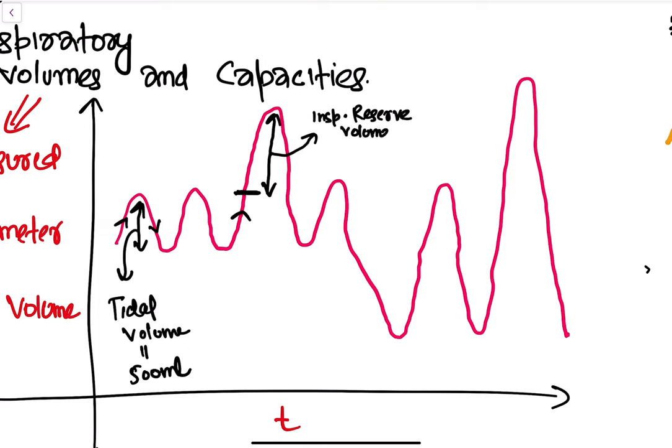Which we denote by the term IRV. And it is almost 2500 to 3000 ml. It is the extra amount of air that we can inspire after normal inspiration.